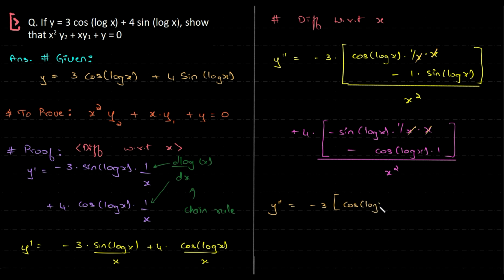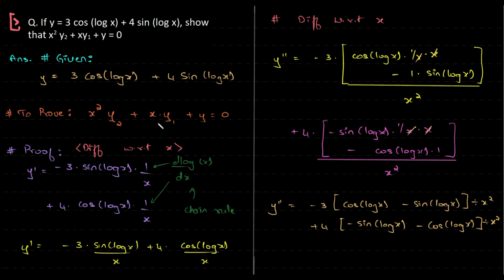cos of log of x minus sine of log of x plus 4 times of minus sine log of x minus cos log of x. We can further simplify this, to be honest. So let me just, oh yeah, and we have divided by x square. So I guess we can just keep this because we have x square over here, then it is easier to simplify.